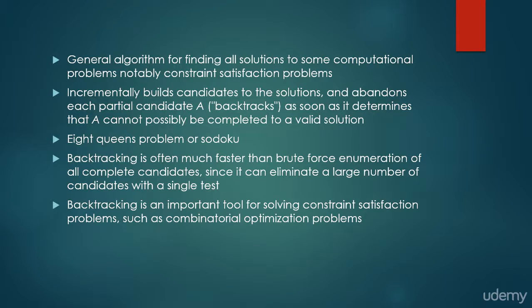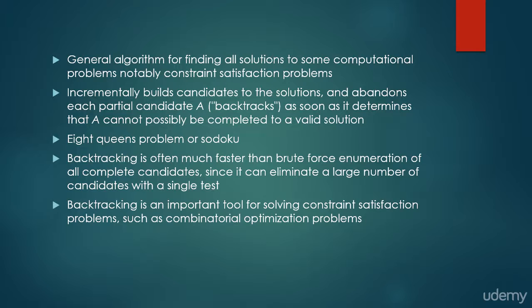What is backtracking? It's a general algorithm for finding all solutions to some computational problems, notably constraint satisfaction problems. It incrementally builds candidates to the solutions and abandons each partial candidate A, so it backtracks, as soon as it determines that A cannot possibly be completed to a valid solution. For example, the 8 queens problem and Sudoku rely heavily on this backtracking algorithm.